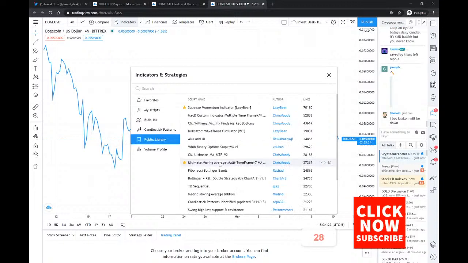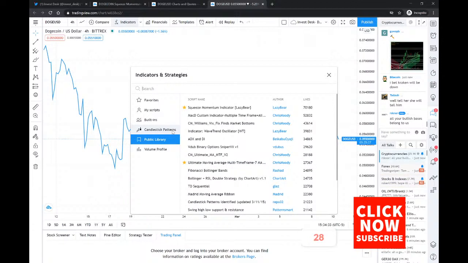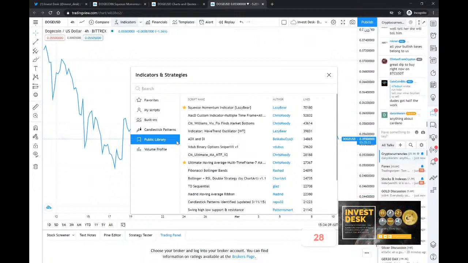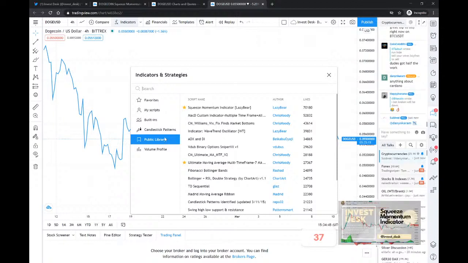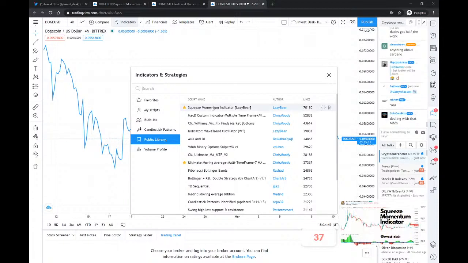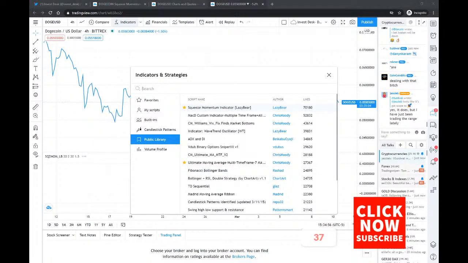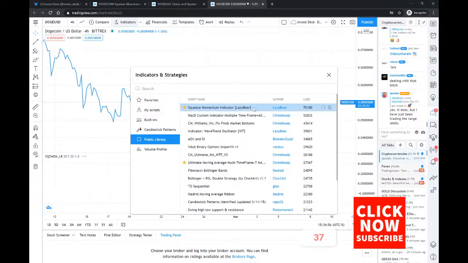I use them all the time, but the one we're going to talk about is the squeeze momentum indicator. And that simply allows us to capture large moves within the market once we enter during the quieter periods. So you go to public library, you click on squeeze momentum indicator, and this is going to show you these indicators on the bottom here.